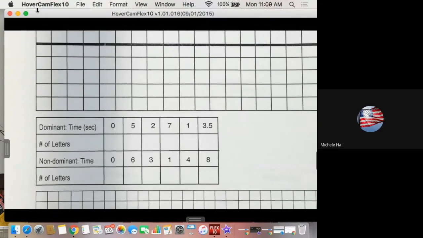Did we count half ones on the non-dominant hand? I would say they'd have to be complete letters to count them. Okay, who has a highlighter? Who has highlighters in here? You're going to need a pencil and a highlighter.